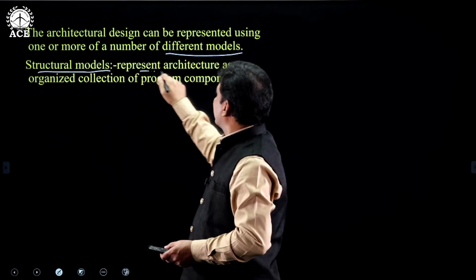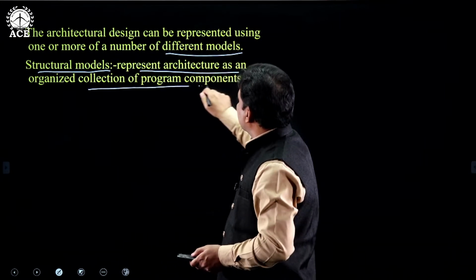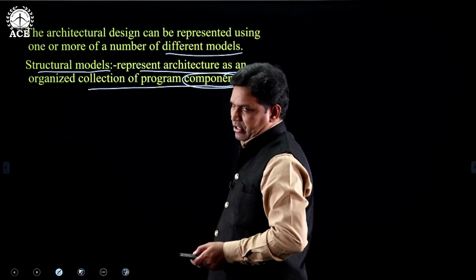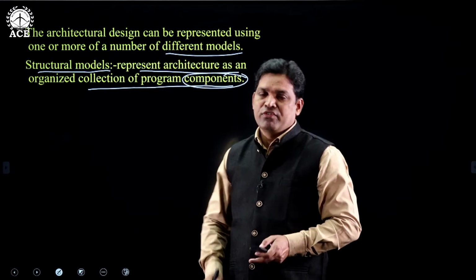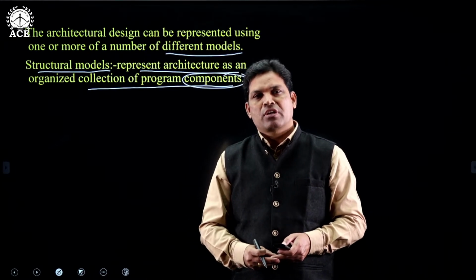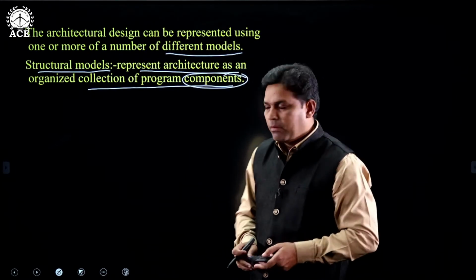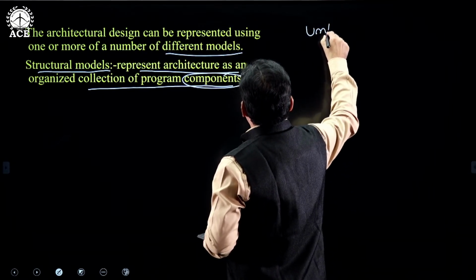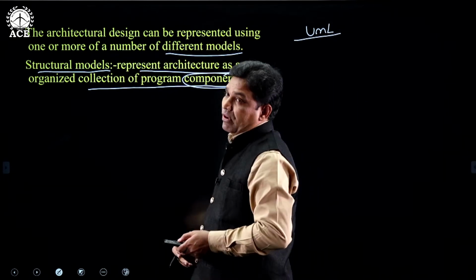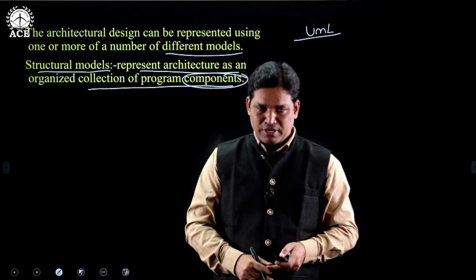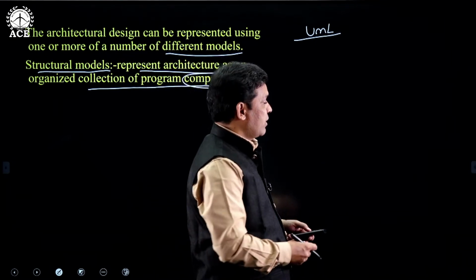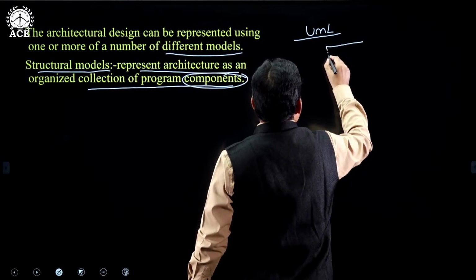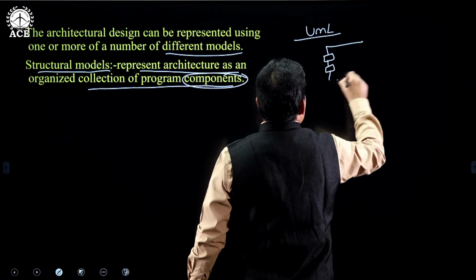Structural models represent the architecture as an organized collection of program components. Just now we discussed components. What is a component? A physical replaceable part of a software system is called a component. As a designer, you are going to design a software system using UML, Unified Modeling Language, an object-oriented modeling language. What is the graphical representation of a component in UML? This is the graphical representation of a component in UML.